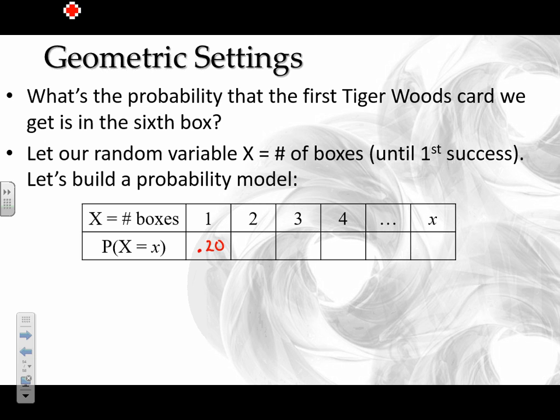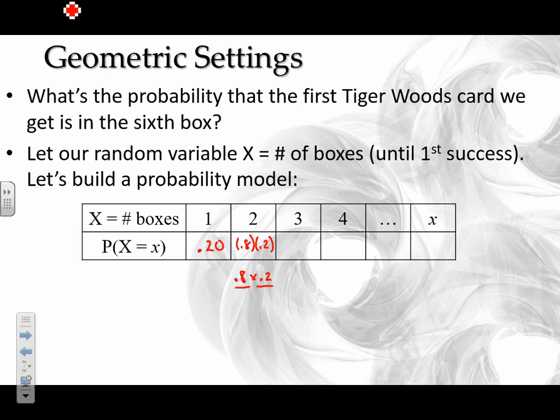Adding or multiplying? Multiply. Okay? So what I'm looking at here is I had to open 2 boxes to get Tiger Woods. That means the first box was a fail, 80%, times the second box, which we're saying was a success, which is 20%. So I would simply take 0.8 times 0.2.